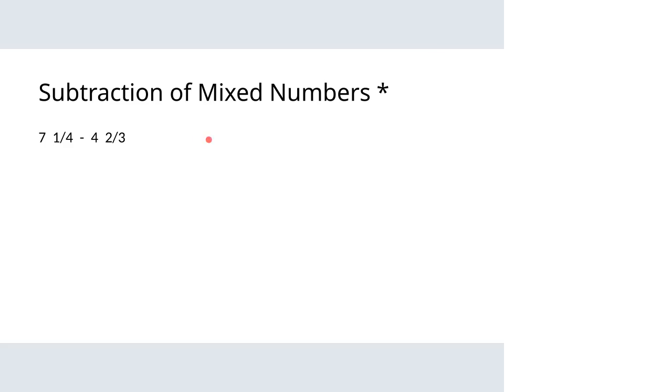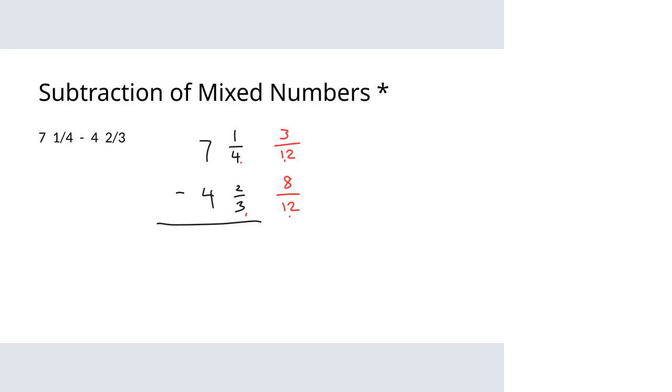So we have 7 1/4 minus 4 2/3. That's what we're going to subtract here. I'm going to start with those fractions. I have 4 and 3 as my denominators, so I'm going to use 12 as my common denominator. If we multiply the denominator by 3, we multiply the numerator by 3. If we multiply the denominator by 4, we have to multiply the numerator by 4.